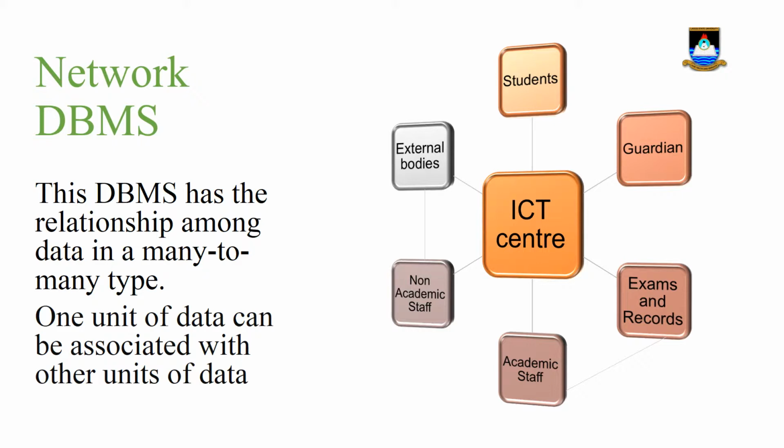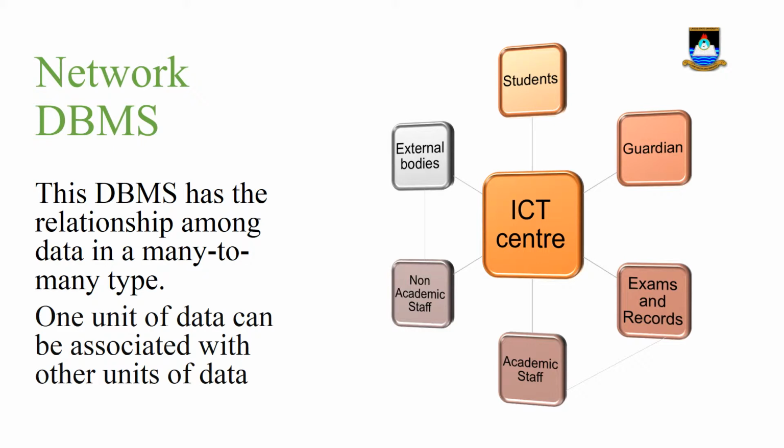Network DBMS. This DBMS has a relationship of many-to-one type of data. One unit of data can be associated with other units of data. In the network DBMS, the relationship among the data is of a many-to-many type. That is, the ICT center here, as seen, can be accessed by external bodies, non-academic staff, academic staff, exams and records, guardians and students.